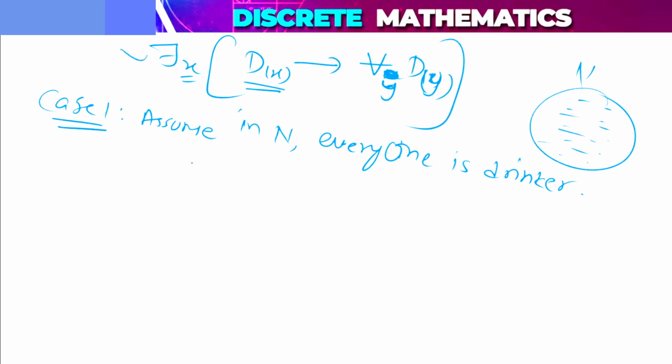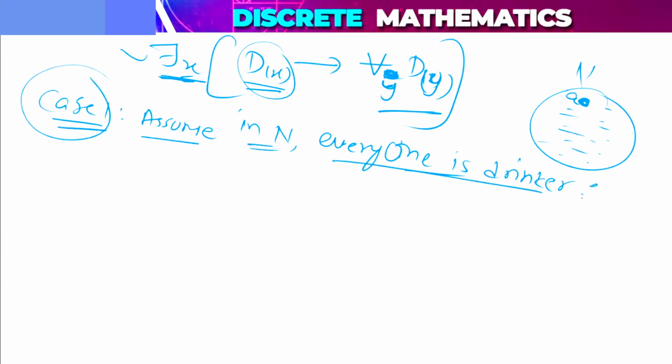true, because there exists x. You can take any element, let's assume this a, and for this a, dA is true, and the consequent is also true because everyone is a drinker. This is the case I am taking. In this case, you can see this formula. Let me call this formula G. This formula is true.